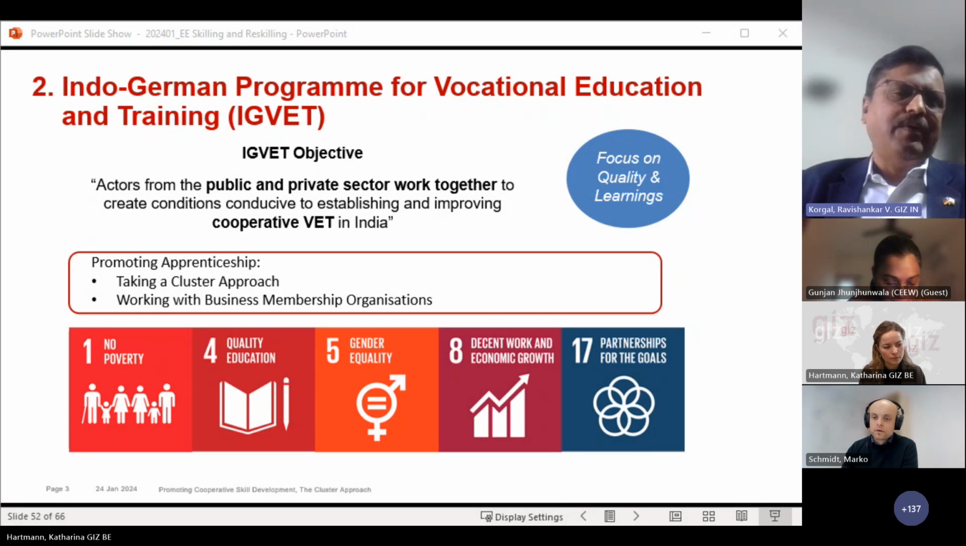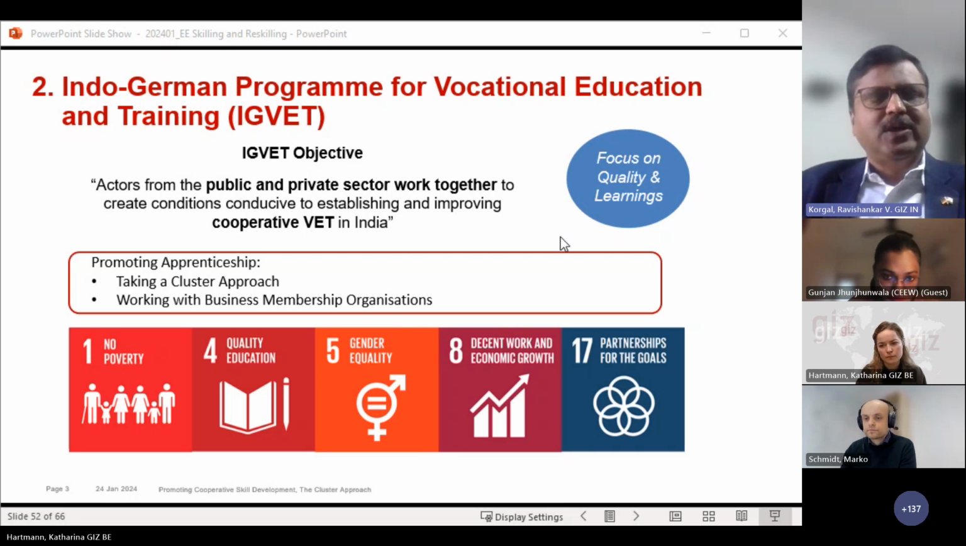So our main objective is actually facilitating public and private sectors to come together to create a good skilling ecosystem in the form of cooperativity to get the required skilled resources for the private sector. That is the main objective of this. And in this, mainly we worked in clusters, identified all over India and few regions. And mainly we work with business membership organizations, BMOs. They are the industry. In India, we usually call them industry associations or industry chambers. And our focus was mainly on 5 SDGs. You can see on the screen: no poverty, quality education, gender equality, and decent work condition, and the partnerships.